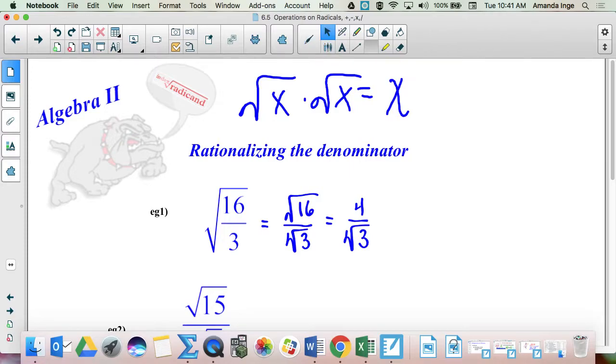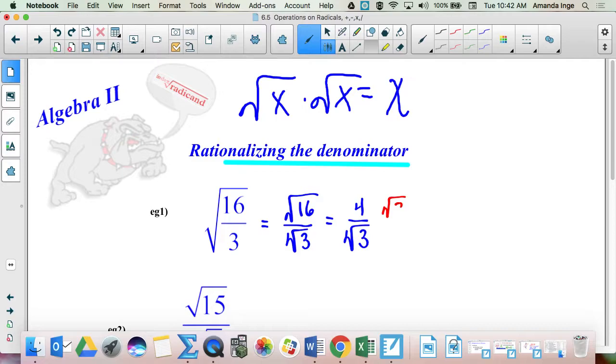So we're going to do what we call rationalizing the denominator. We're going to get rid of the radical sign in the denominator. To do that, we're going to multiply by the square root of 3 over the square root of 3. Well, the square root of 3 over the square root of 3 is 1. It's not going to change the value of it. It's just like when you're working with fractions. So we get 4 square roots of 3 over 3. So in simplest form, the square root of 16 over the square root of 3 is 4 square roots of 3 over 3.